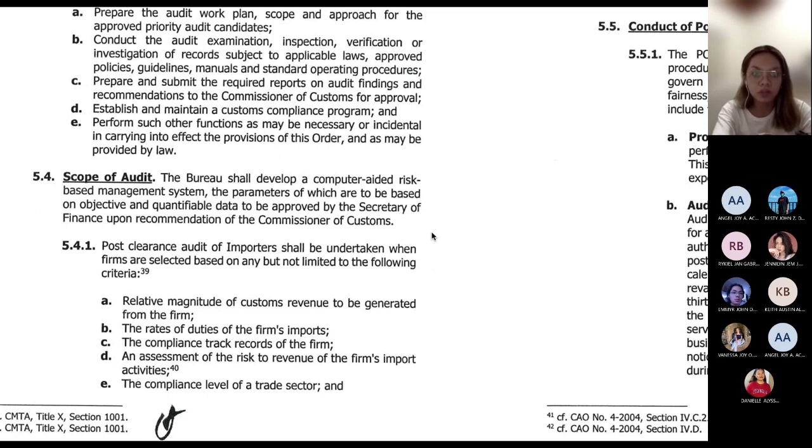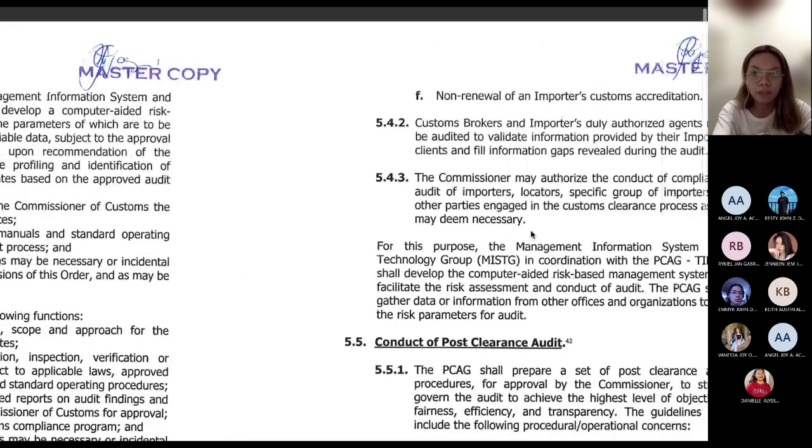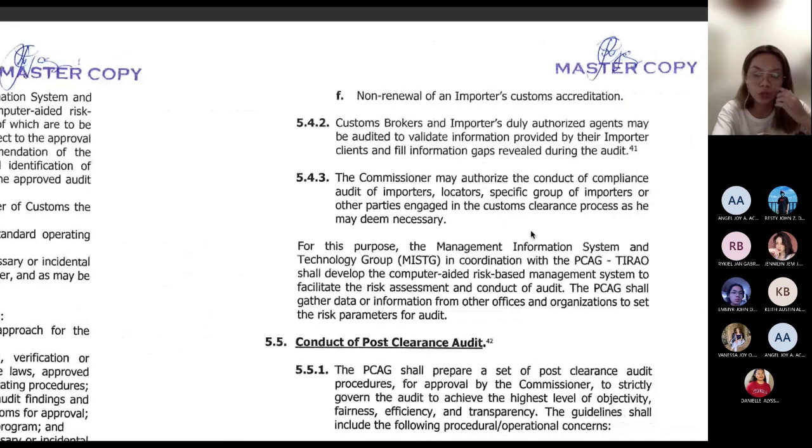5.4.1 Post-clearance audit of importers shall be undertaken when firms are selected based on any but not limited to the following criteria. A. Relative magnitude of customs revenue to be generated from the firm. Letter B. The rates of duties of the firm's imports. Letter C. The compliance track records of the firm. Letter D. An assessment of the risk to revenue of the firm's import activities. And letter E. The compliance level of a trade sector. And letter F. Non-renewal of an importer's customs accreditation.